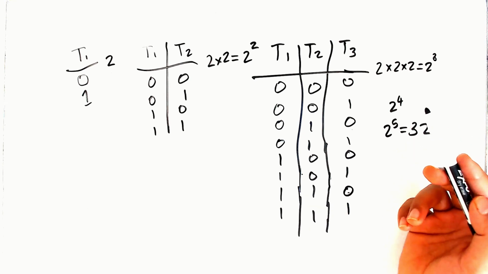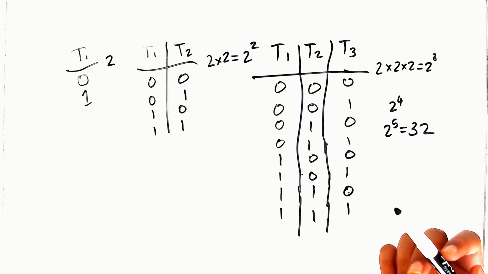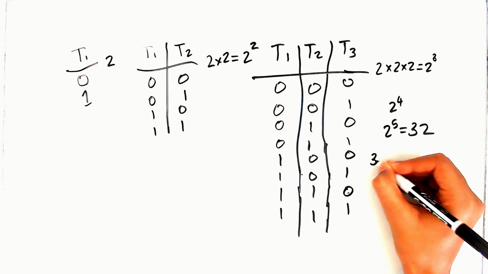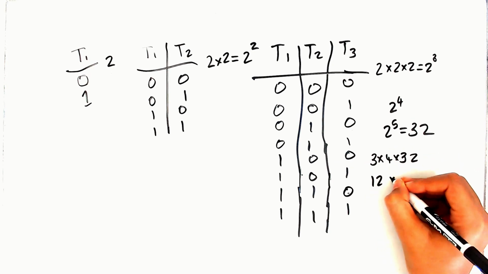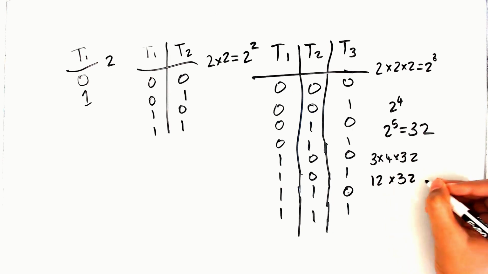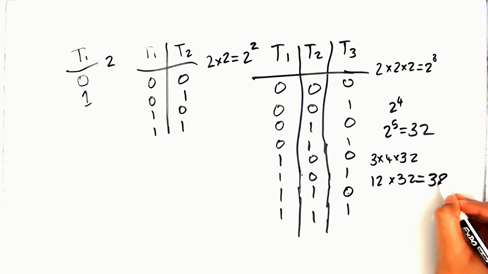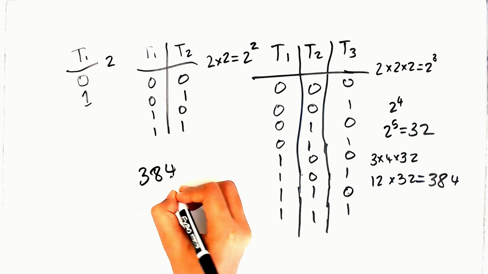But we still have 3 types of bread to choose from, and 4 types of base sauce to choose from. So that means for that, we can just multiply. So it'd be 3 times 4 times 32. So it'd be 12 times 32. So that would equal 384. So that means there are 384 combinations to choose from.